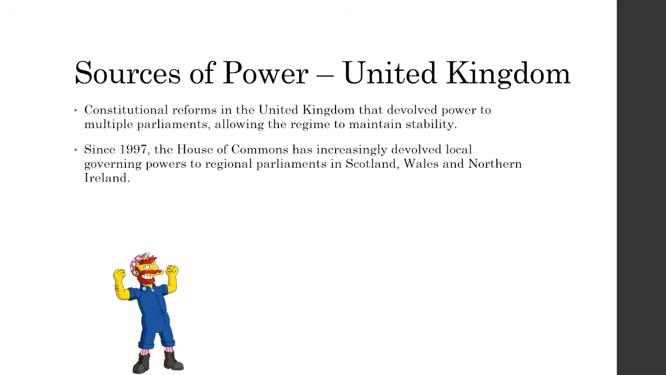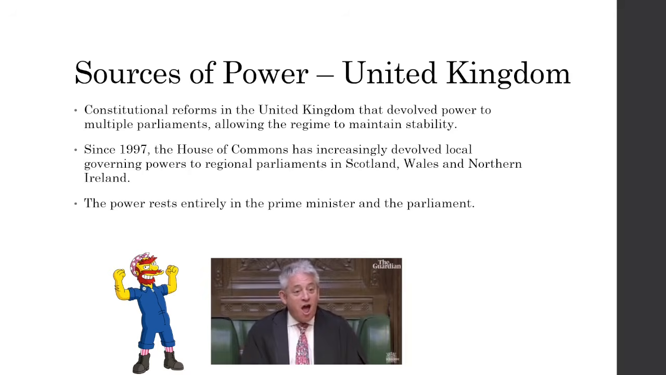Since 1997, the House of Commons, which is a house in their legislature, has increasingly devolved local governing powers to these regional parliaments. So this is a very contemporary process that the regions are very, very happy with. The rest of the power essentially rests entirely in the Prime Minister and then the national parliament. So the House of Commons is part of that national parliament that I was discussing.